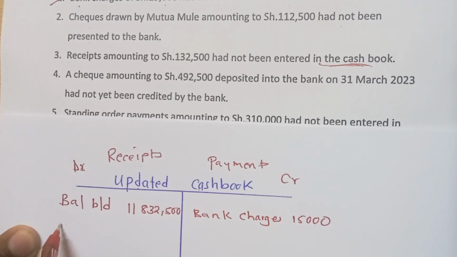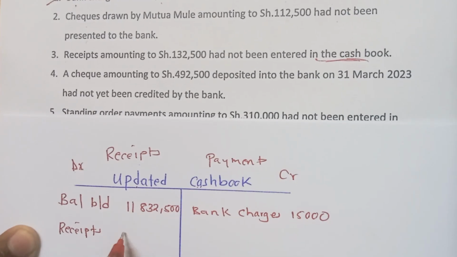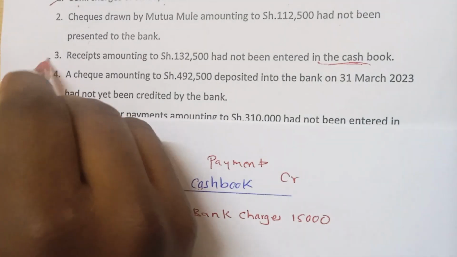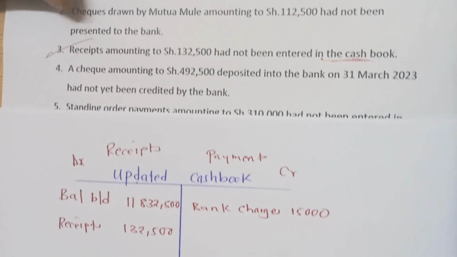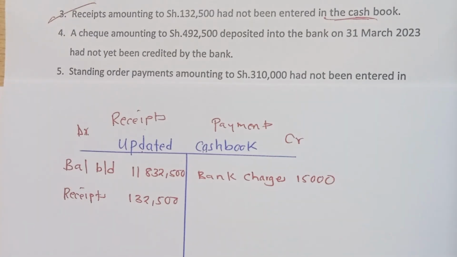So we can write it: receipts. It amounts to 132,500 shillings. We are done with that transaction. We go to item number 4.